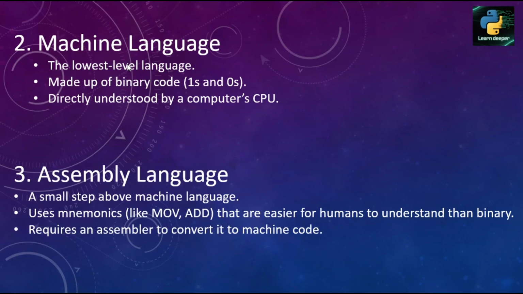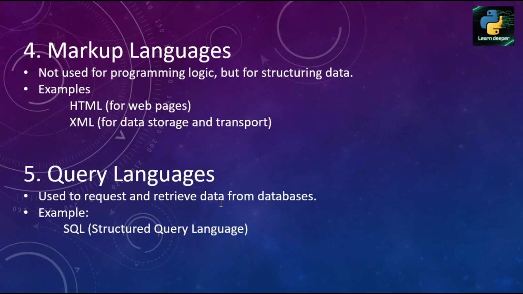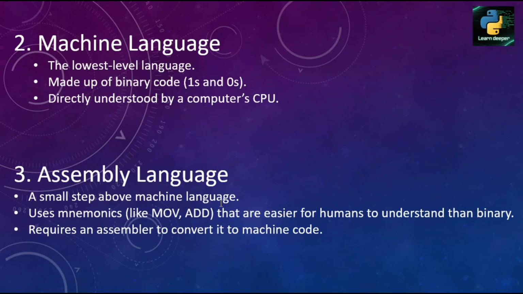What is machine language? Machine language is directly understood by the CPU. It is made up of only binary code, which has a base of 2, meaning two characters, 0 and 1. It is the lowest language; there is nothing lower than this. Above that we have assembly language, which is a small step above machine language. It requires an assembler to convert it to machine code. It uses mnemonics, and B, which is a previous version of C. Basically it was assembly, above machine language.